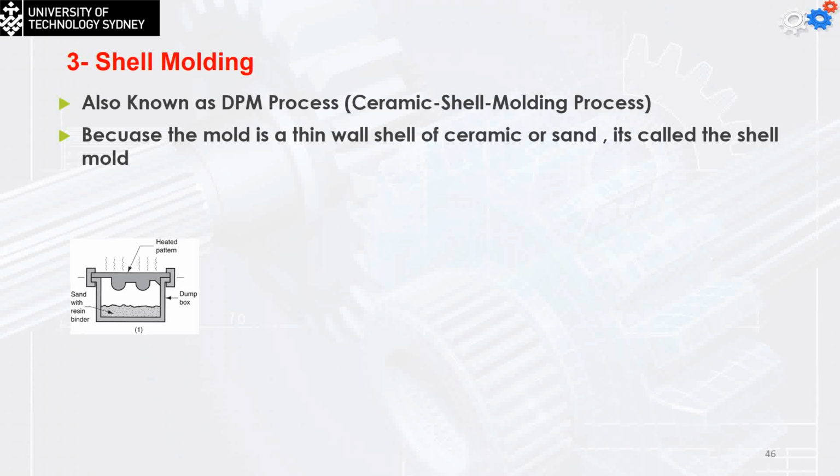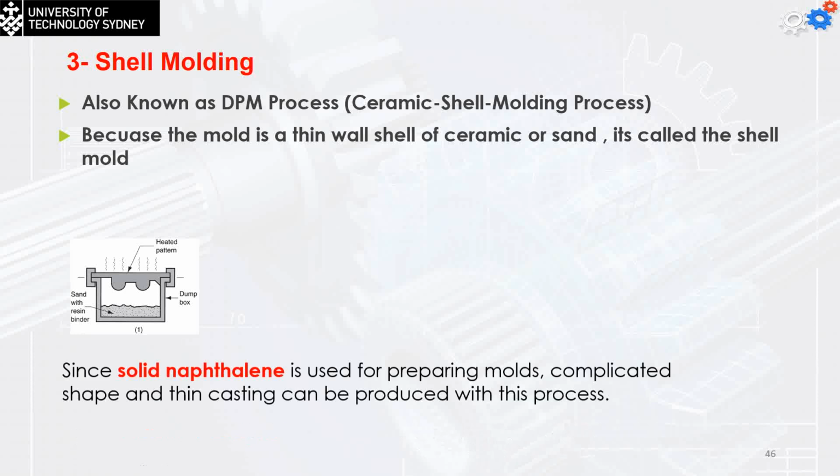The shell molding, also known as the DPM process, or simply called the ceramic shell molding process. The mold is a thin shell of ceramic or sand, and it's also called the shell mold. Since solid naphthalene is used for preparing the molds, complicated shapes and thin castings can be produced with this process. When we talk about thin casting, it is for example the fins for heat exchangers.